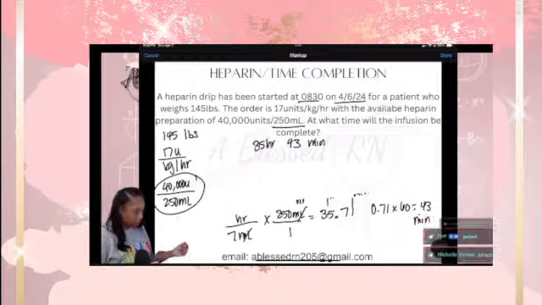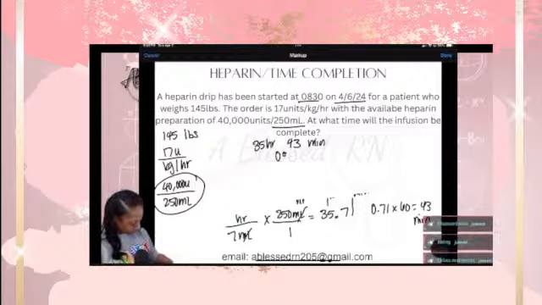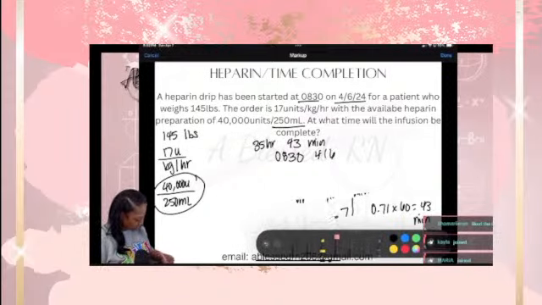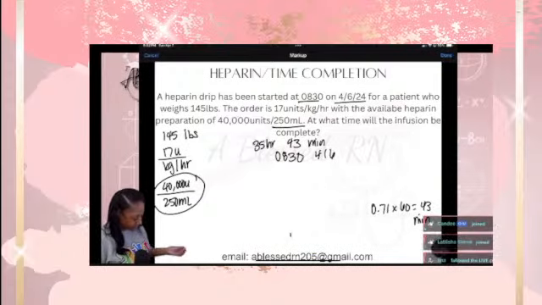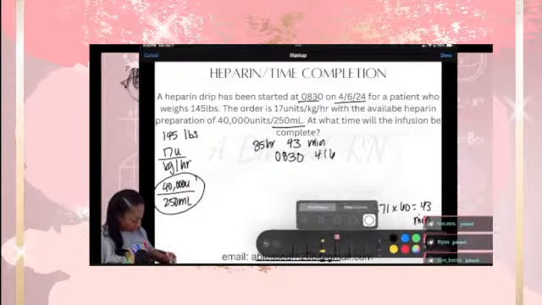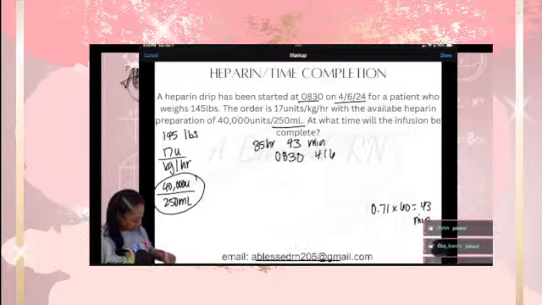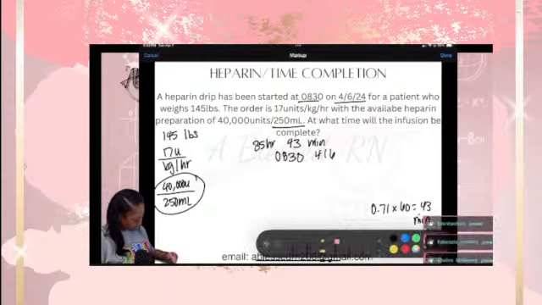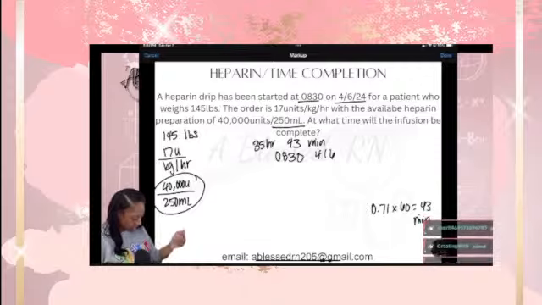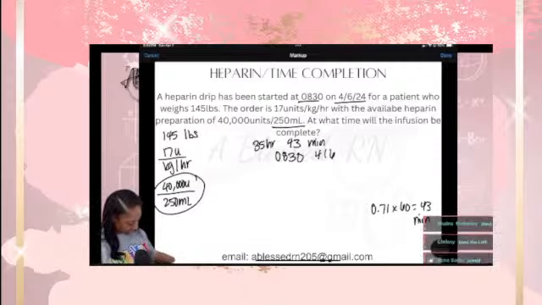Okay. So boom, if you started this at 8:30 on 4/6, we need to know what time it will be done, the time and date that it's going to be finished. Okay, this is more than a day, right? So we're going to break it up. So if you did 24 hours, that's going to still be the next day at 4/7, right?